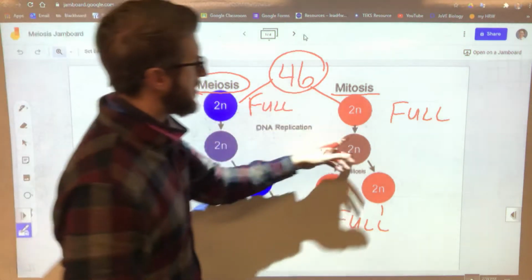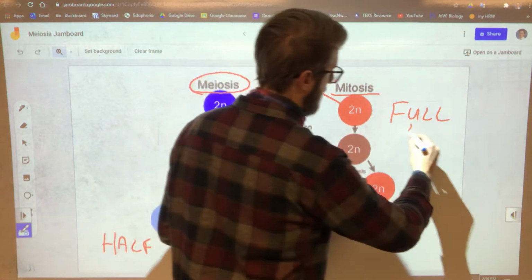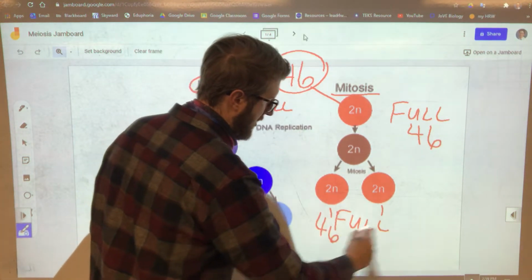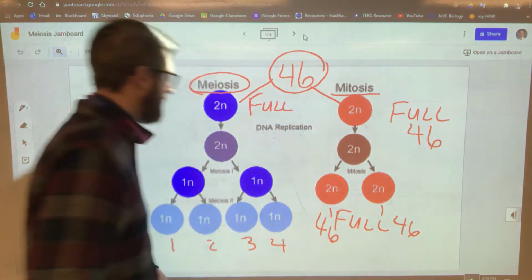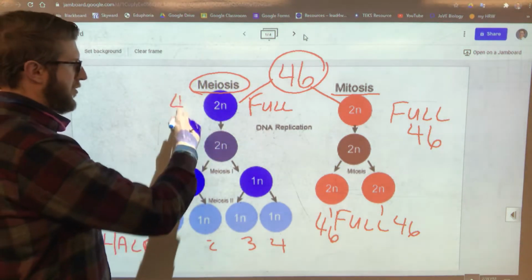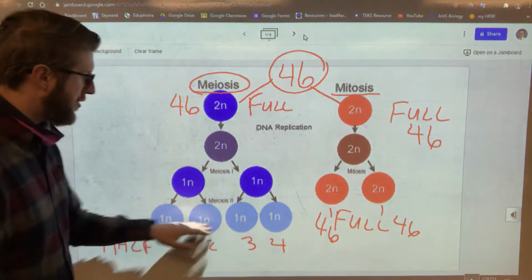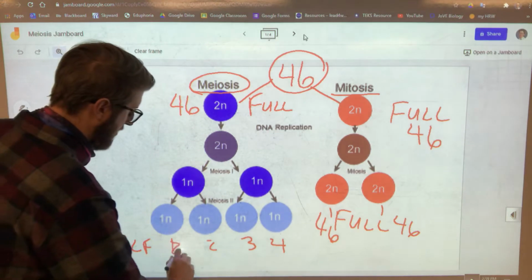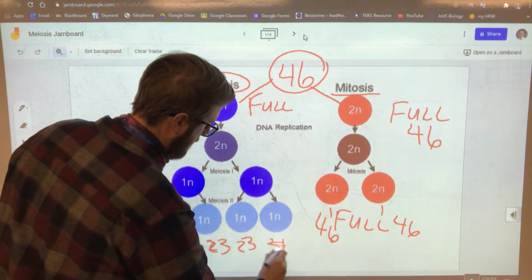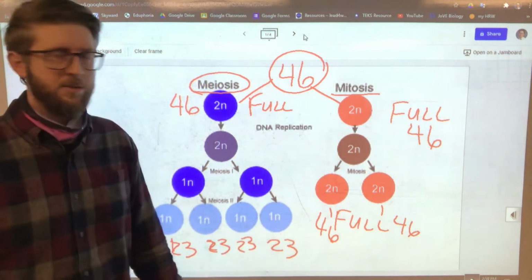And in mitosis, you start with 46. Let me write it right over here. You start with 46, and you end with 2 cells that each have 46. In meiosis, however, you start with 46 chromosomes, and you end up with 4 cells that have 23 apiece. Okay, so they all have 23 apiece.